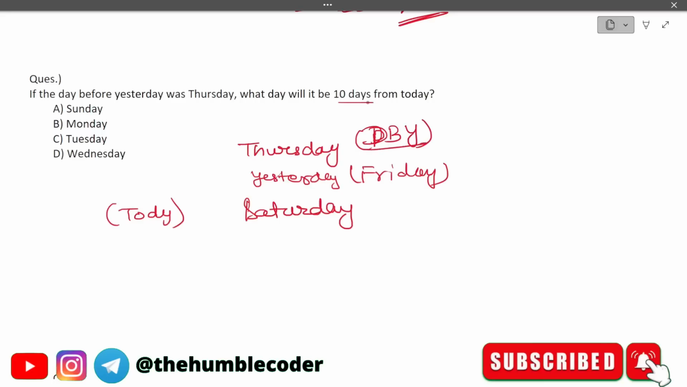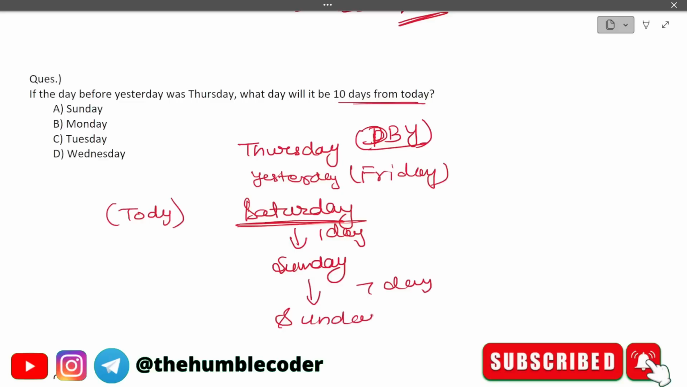What will it be 10 days from today? Today is Saturday, and we have to tell after 10 days what day it will be. After one day it is going to be Sunday, right? And we know after exactly 7 days we will get another Sunday. So 7 days again. Now 7 plus 1, after 8 days we will get Sunday only. So 2 more days will take, and then we will complete our 10 days. So where will we be then? On Tuesday. So total will be 7 plus 2 plus 1, 10. So after 10 days it will be Tuesday.